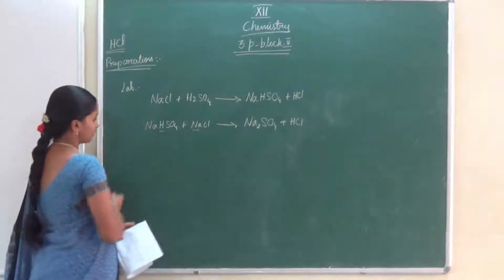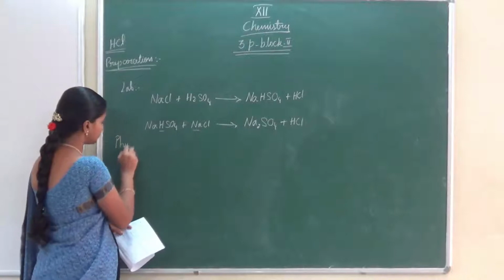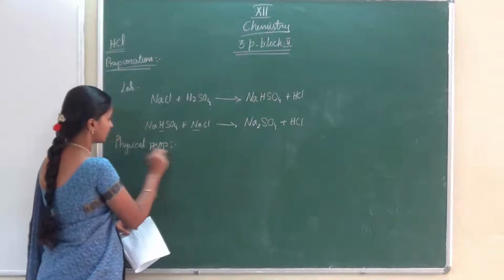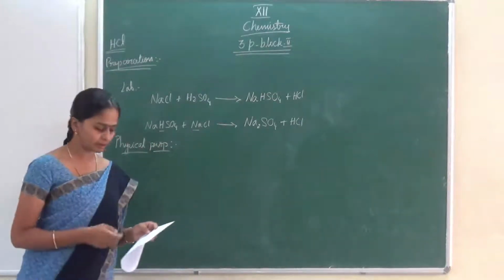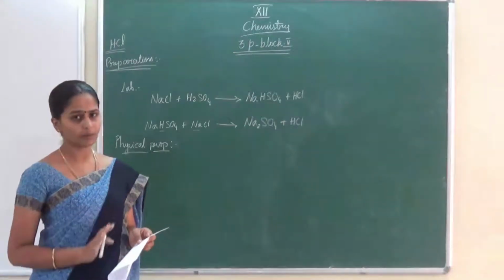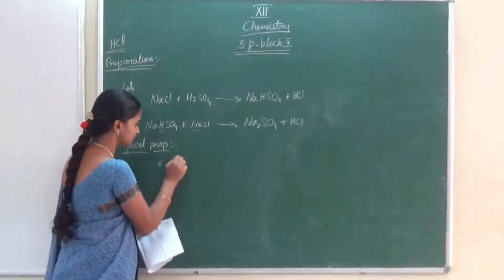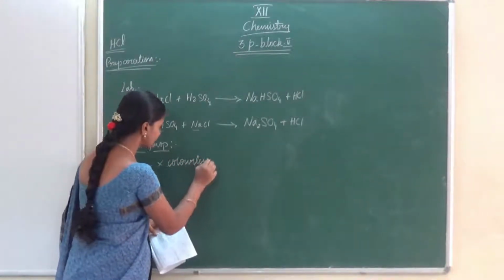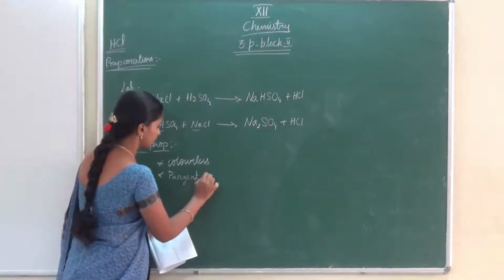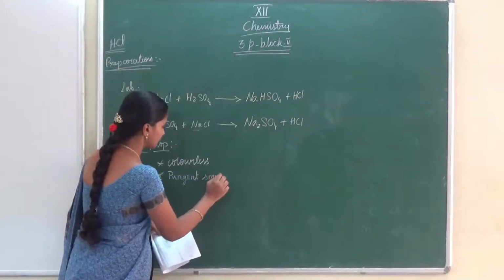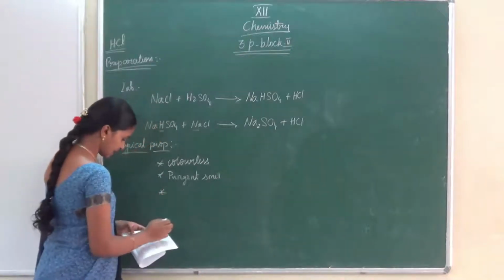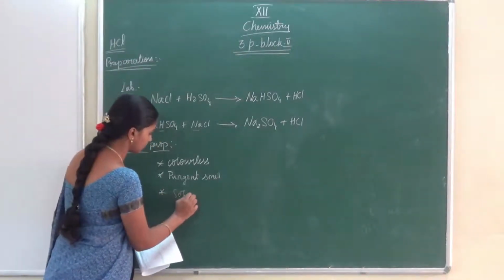The next one, physical properties. This hydrochloric acid is colorless, pungent smelling, and easily dissolves in water. It is colorless, with a pungent smell. You don't know what a pungent smell is? You have tested the smell in the lab. Do you remember? It is a pungent smelling gas, and it is extremely soluble in water.